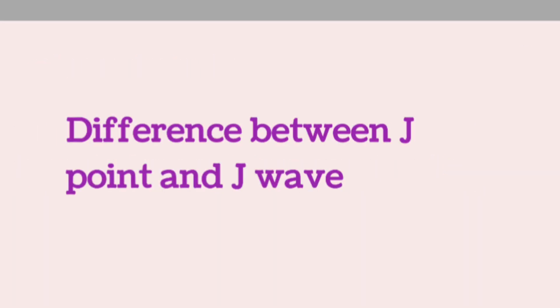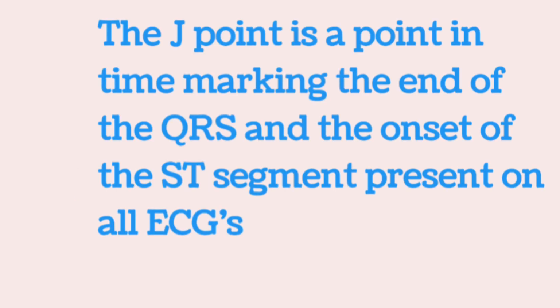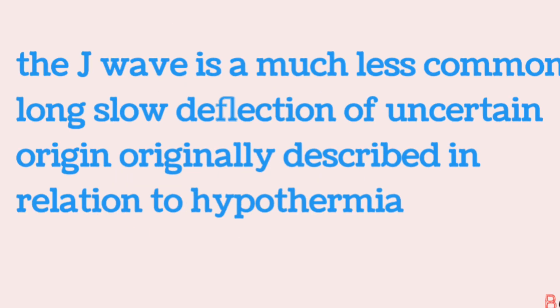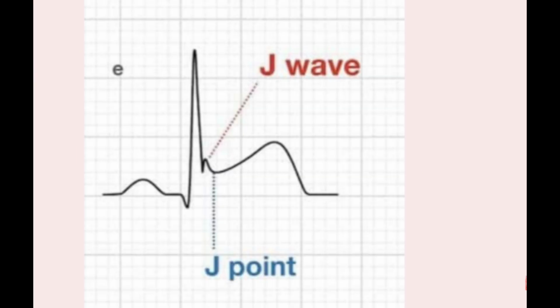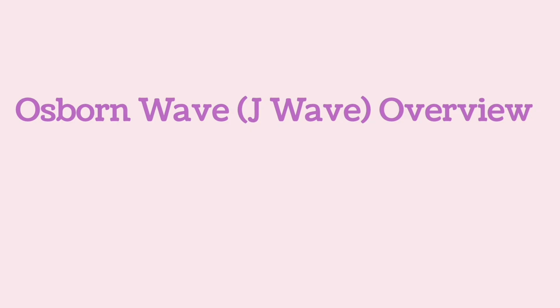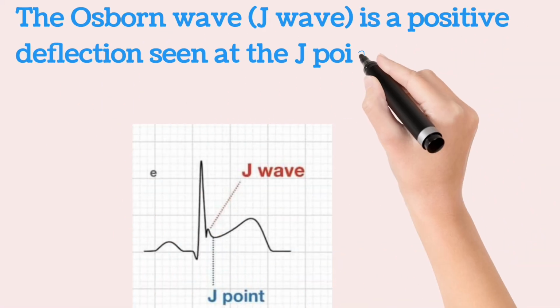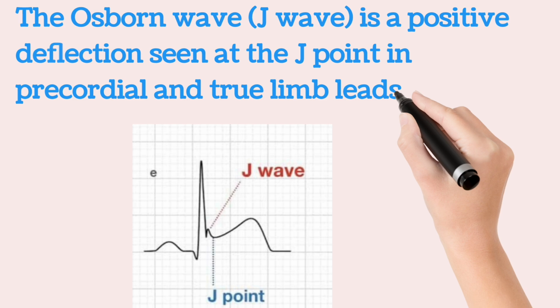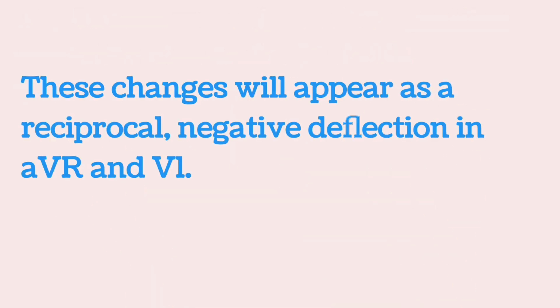The letter J in the ECG defines two totally different and unrelated events. The J point is a point in time marking the end of QRS and the onset of the ST segment, present on all ECGs. And the J wave is a much less common, long slow deflection of uncertain origin, originally described in relation to hypothermia. The Osborn wave, J wave, is a positive deflection seen at the J point in precordial and true limb leads. It is most commonly associated with hypothermia.